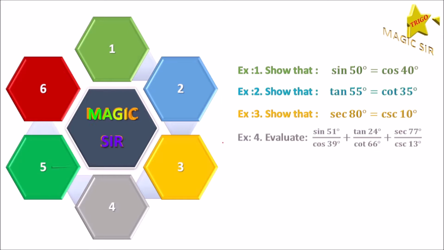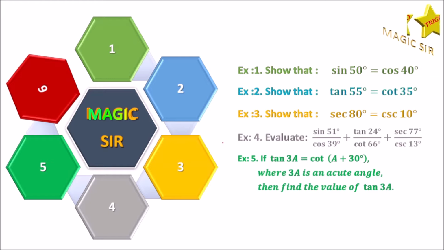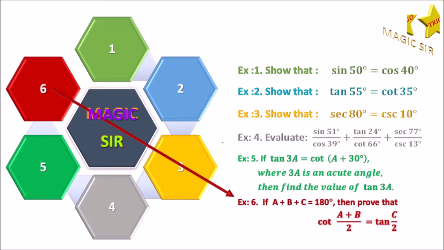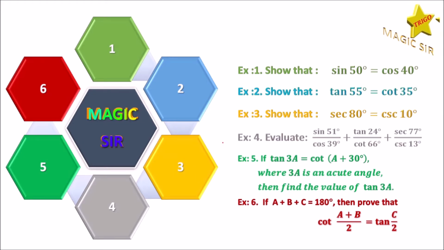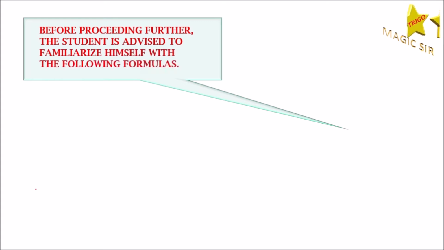Look at the example 5. It is very interesting. Example 6 is useful for any triangle. See the example. Friends, if your concept of complementary angle is clear, you can skip to the last 3 examples. So let us solve these examples one by one. Before proceeding further, the student is advised to familiarize himself with the following formulas.